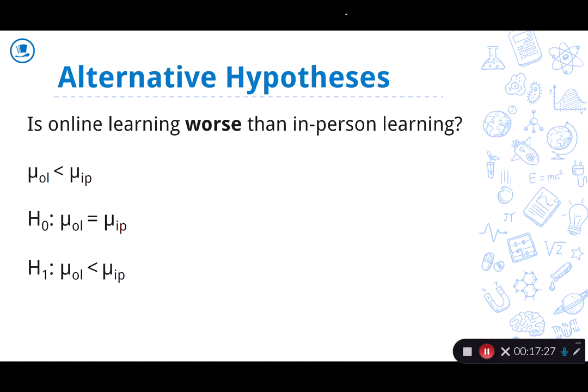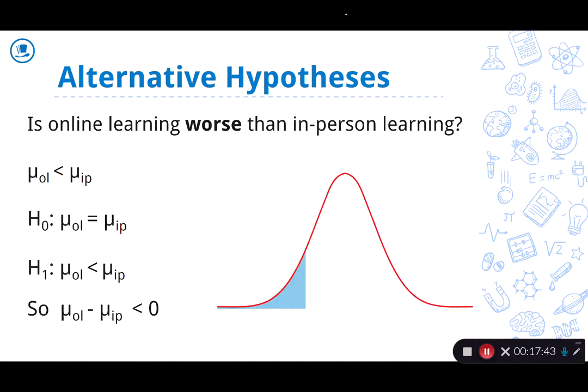Now look what happens when we turn this into subtraction. If we take a small number and subtract a larger number from it, we get an answer, a difference, that is less than 0. So if this is the alternative hypothesis, this is a one-tailed test in the lower tail. We're in the lower tail because with this arrangement of the populations, online first, in-person second, when I do the subtraction, I would get something that is less than 0.